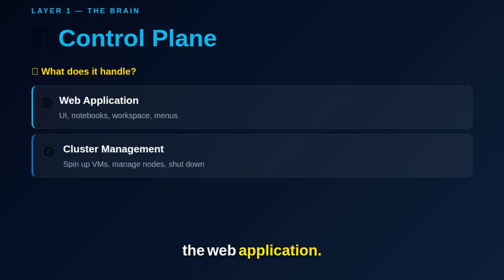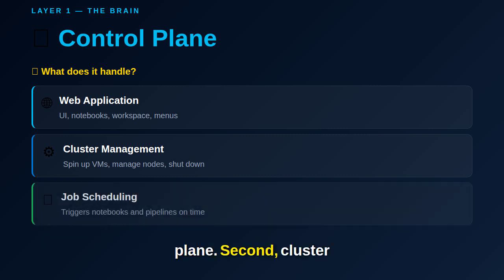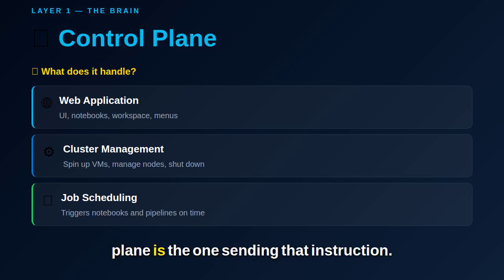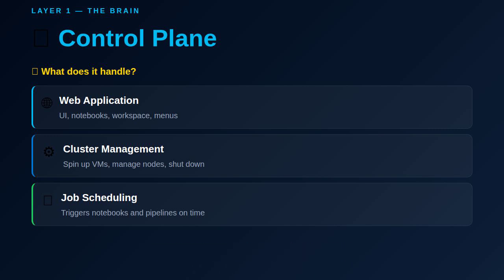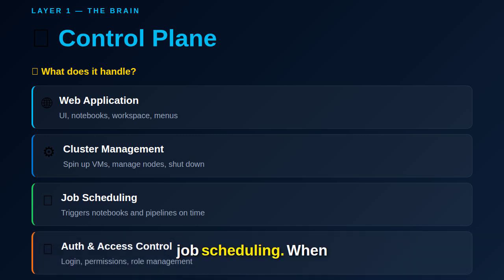First, the web application. Everything you see in the Databricks user interface, the notebooks, the workspace, the menus, all of that is served from the control plane. Second, cluster management. When you click Start Cluster, the control plane is the one sending that instruction. It decides what type of virtual machines to spin up, how many nodes to create, and when to shut things down. Third, job scheduling. When you schedule a notebook to run at 9 a.m. every day, that schedule lives in the control plane. It is the control plane that triggers the job at the right time.